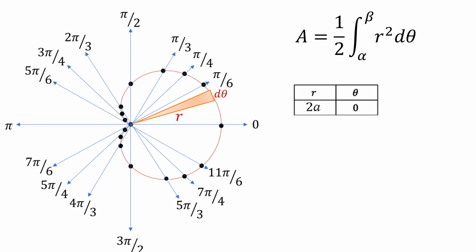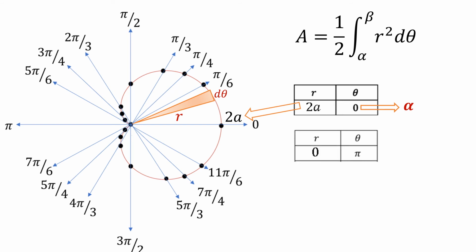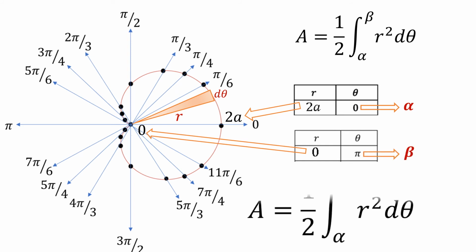When theta was equal to 0, the corresponding r is equal to 2a. We can make 0 our alpha. When the value of theta was pi, the corresponding r was equivalent to 0. We can make pi our beta. So if we solve the area of the cardioid, it becomes equal to 1/2 times the integral from alpha, which now becomes 0, to beta, which now becomes pi, times r squared d theta.